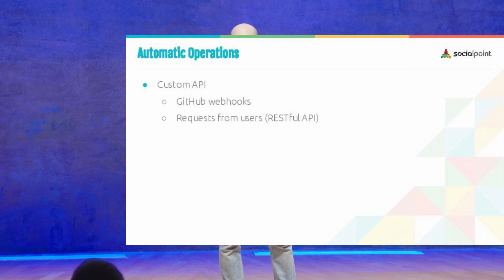Automatic operations. We have developed a custom API that is able to receive GitHub webhooks and requests from the users with our RESTful API. And what it does basically is act as a wrapper for Helm. To create and destroy, it uses Helm to deploy and destroy the environments. And about the update, this is a bit more tricky.